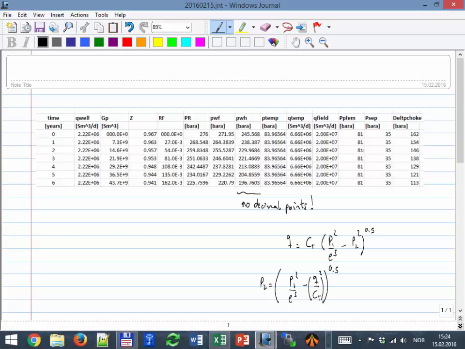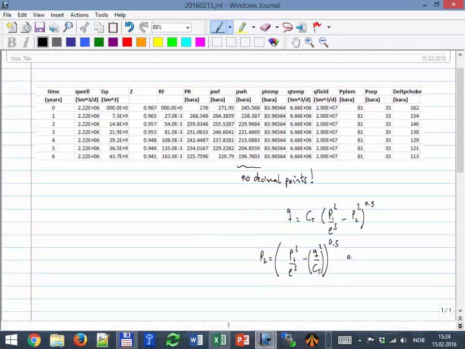So that's why I told you, here we are assuming rate and not assuming pressure, but usually we try to assume pressure, because we know the physical range where it could be. But just be aware of that, okay? Sometimes the evaluation of this function will give an error if P1 is less than Q squared over CT.